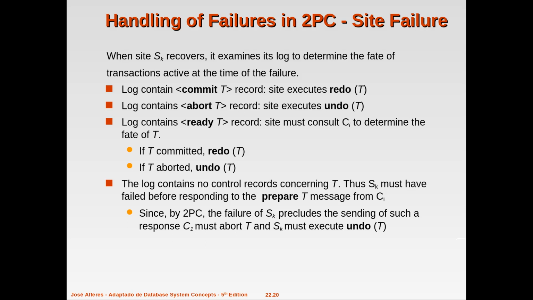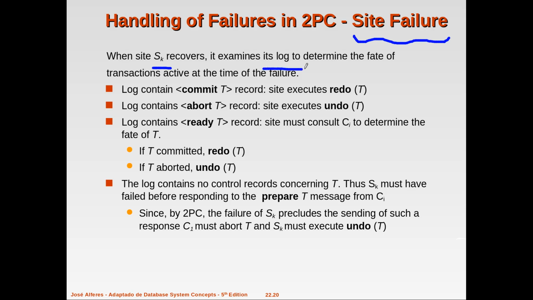Now we will see the handling of failures in the two-phase commit protocol. First of all, if there is a site failure, how will it be handled? If one site is under failure, what can be done? Normally we need to look into the log to see the current status. Accordingly we can do the recovery from the failure. So when site SK recovers, after a failure occurred, how can we recover from that?